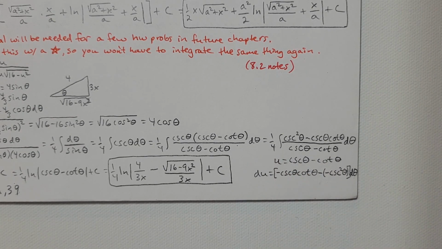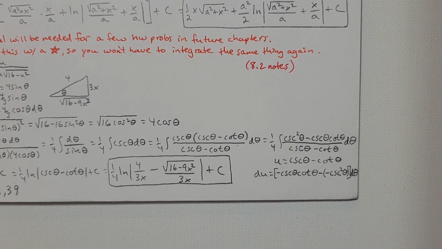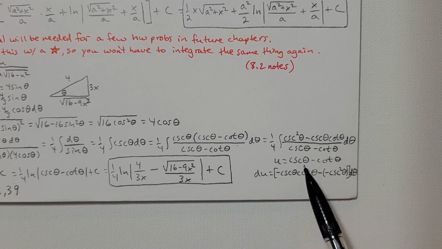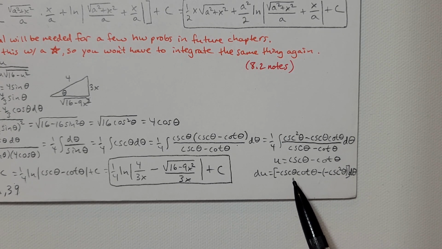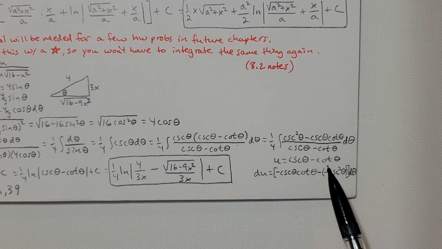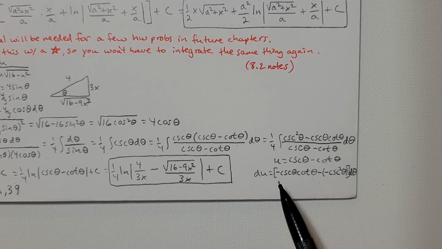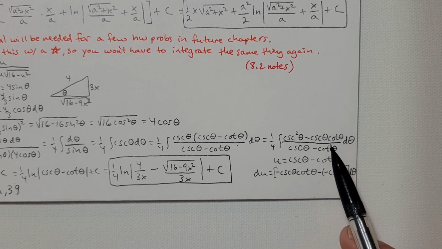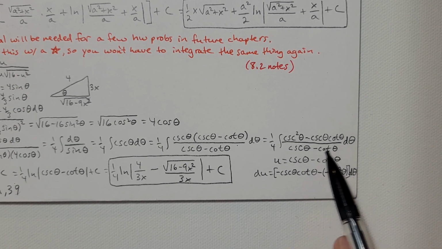There's a 1/4 out of the integral. Now, the reason why we did that is because that allows us to make a u substitution. If we let u be the denominator here, cosecant theta minus cotangent theta, du is the derivative of cosecant theta is negative cosecant theta cotangent theta minus the derivative of cotangent theta is negative cosecant squared theta d theta. Okay, well, negative cosecant theta cotangent theta plus cosecant squared theta d theta, that's exactly what I have in the numerator.